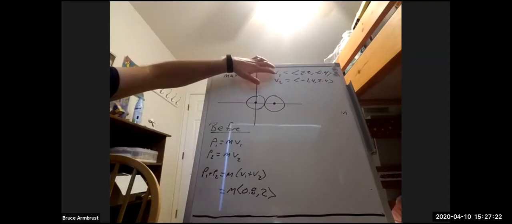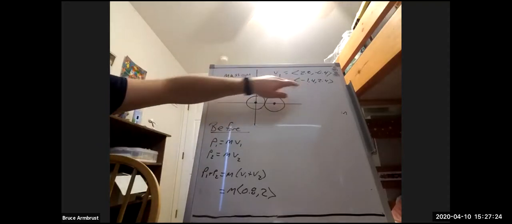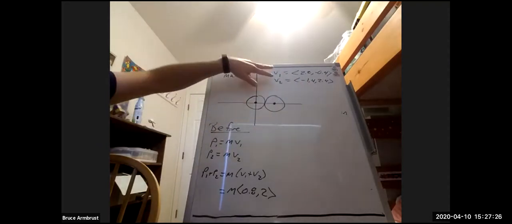Is that 0.8, comma 2, like the resultant of the velocities, or what is it? They're the X and Y components of these two vectors. Okay, I see. So we do add them together, right?